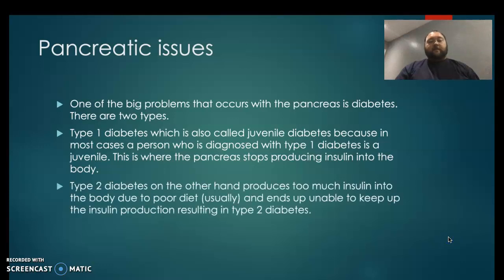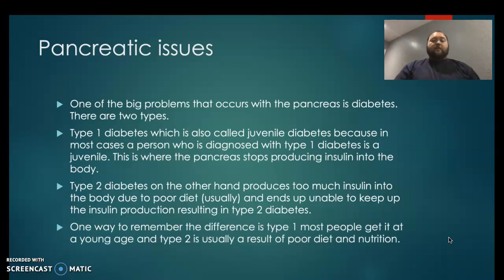Type 2 diabetes, on the other hand, produces too much insulin into the body due to poor diet, usually, and ends up unable to keep up with the production, resulting in type 2 diabetes. One way to remember the difference is type 1: most people get it at a young age, under 15 years old, and type 2 is usually a result of poor diet and nutrition.